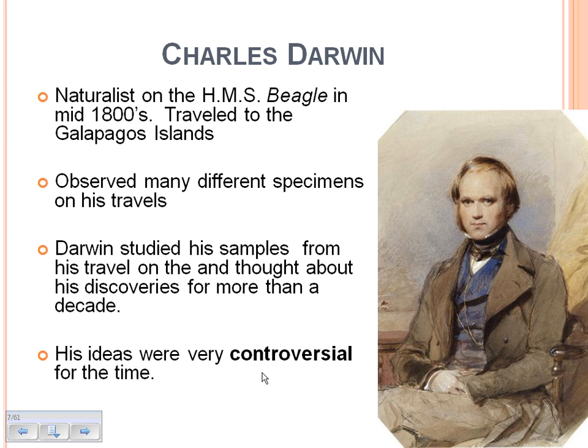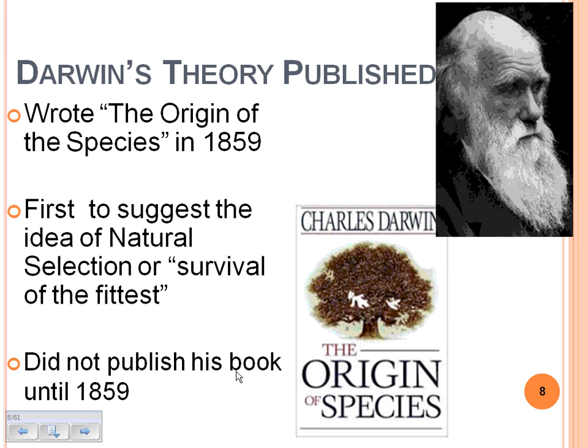Any explanation of how things have changed over time deviated from what the church said, and so he had to be careful about what to say and how to say it for fear of repercussions from the church. So, after decades, he finally published his Origin of the Species in 1859, and he was really the first to suggest the idea with evidence of natural selection and survival of the fittest.